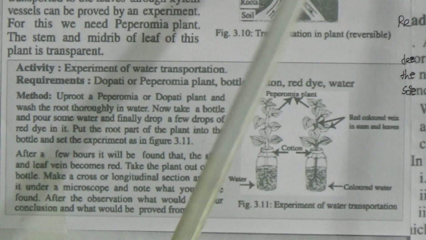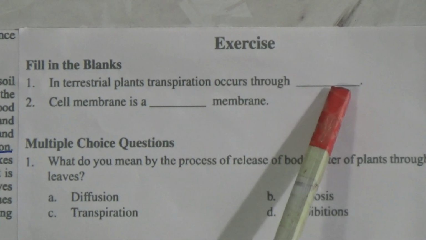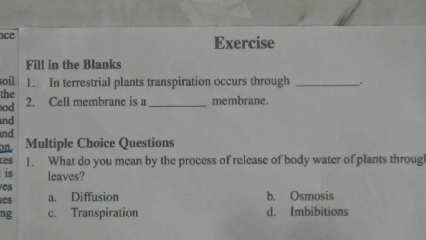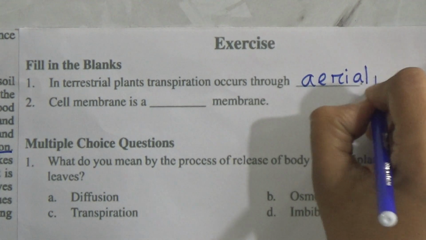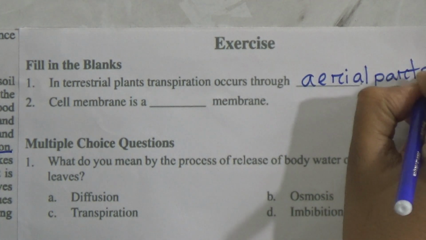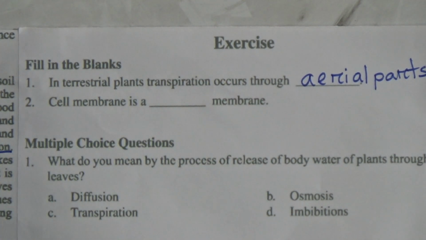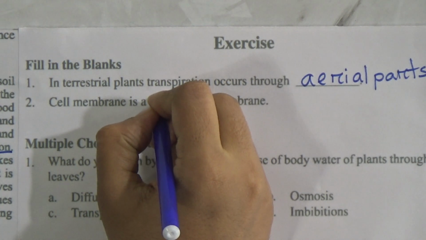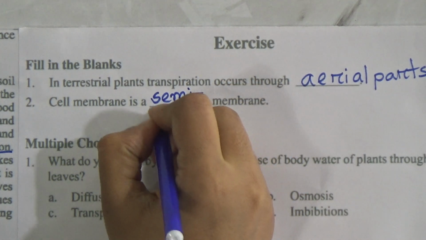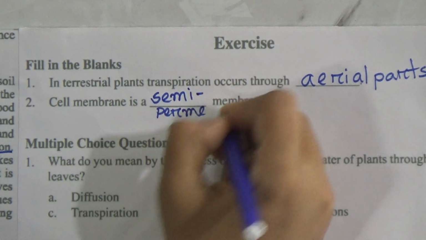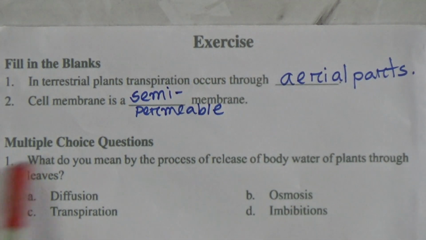Now we will solve the exercise. In terrestrial plants, transpiration occurs through dash. It will be aerial plants, aerial parts. Now, cell membrane is dash membrane. It will be semi-permeable membrane.